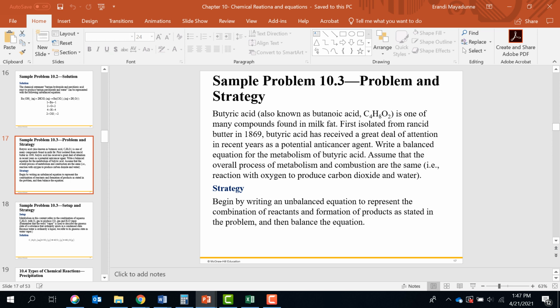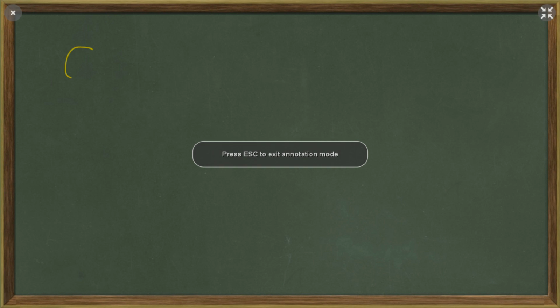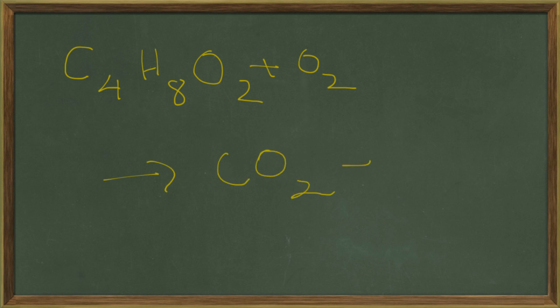So I need to know butyric acid is C4H8O2. So I'm going to write C4H8O2 reacting with oxygen, producing CO2 and water. I'm balancing. I use another color to balance.